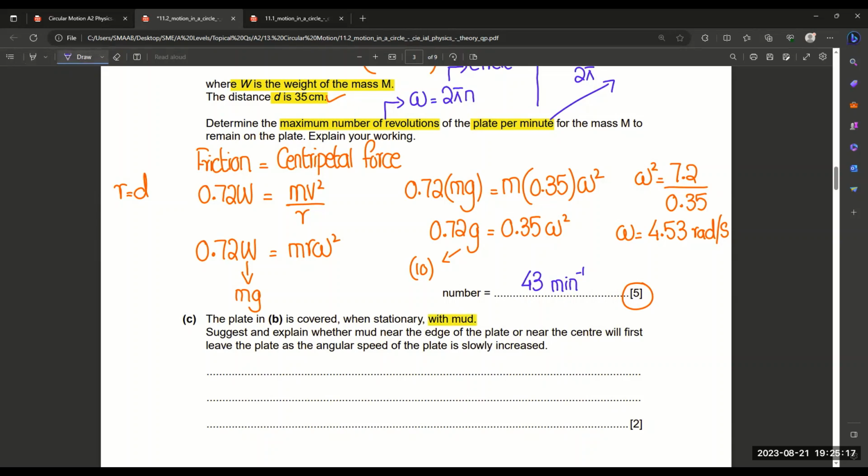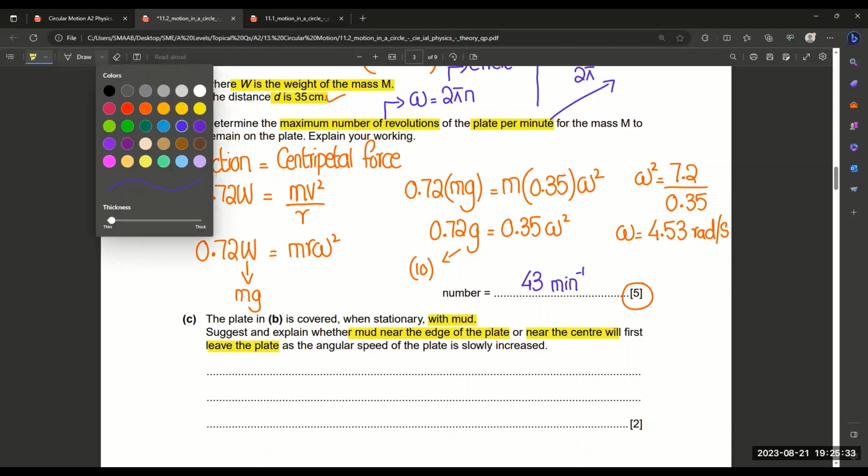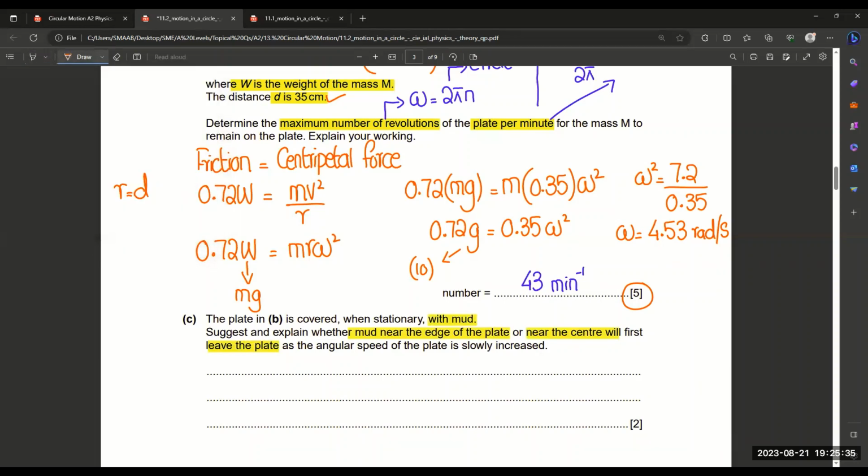So they are asking, suggest and explain whether mud near the edge of the plate or near the center will leave the plate. They are asking with reference to the radius. So at a very close distance or at a much greater distance, you need to answer at which point the mud on the plate will leave the surface first, the point near the center or the point near the edge of the plate.